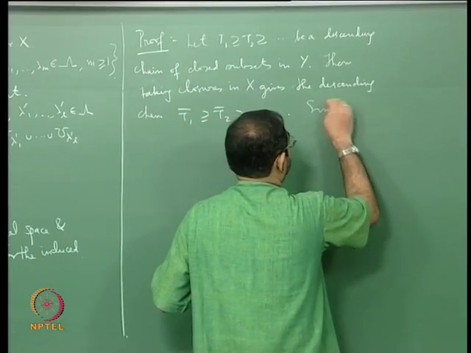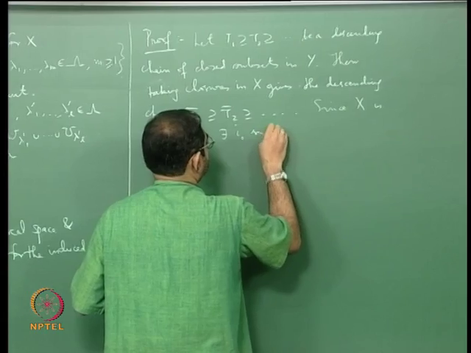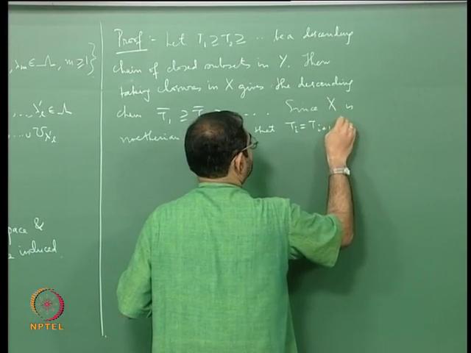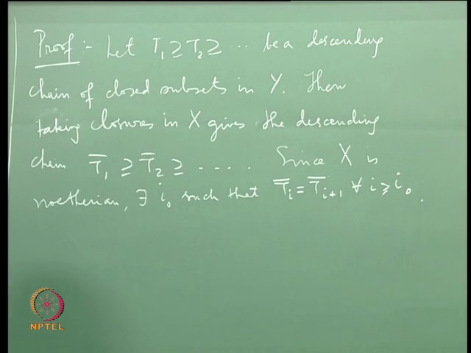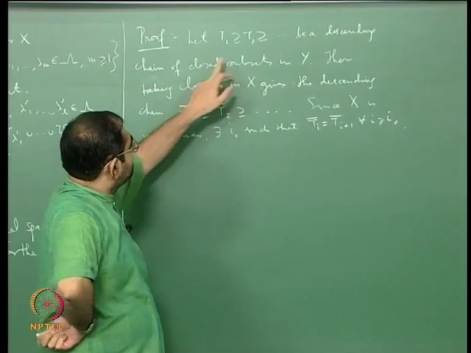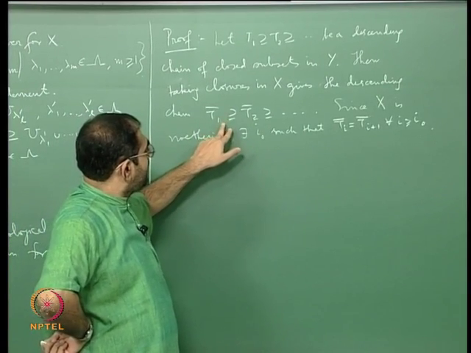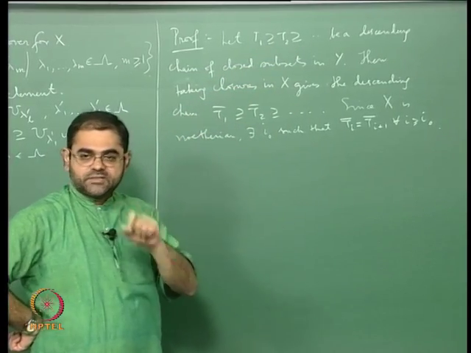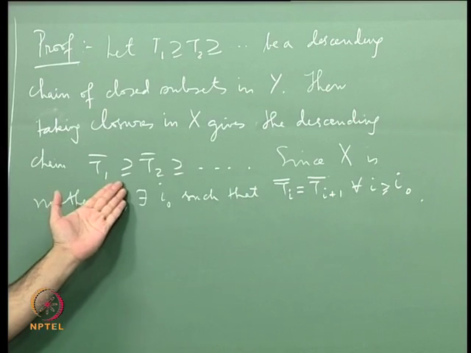So since capital X is noetherian, there exists an i naught such that Ti bar is equal to Ti plus 1 bar for all i greater than or equal to i naught. This is simply the definition of the noetherian property, that if you have a descending chain then it has to stabilize. Of course, I am assuming that the original chain is not a strict chain. If I had assumed it is a strict chain, then I would have to show that the strict chain terminates, that it is only finite. But I am not assuming that these containments are all strict. I am just trying to use the noetherian condition to say that it stabilizes at some point.